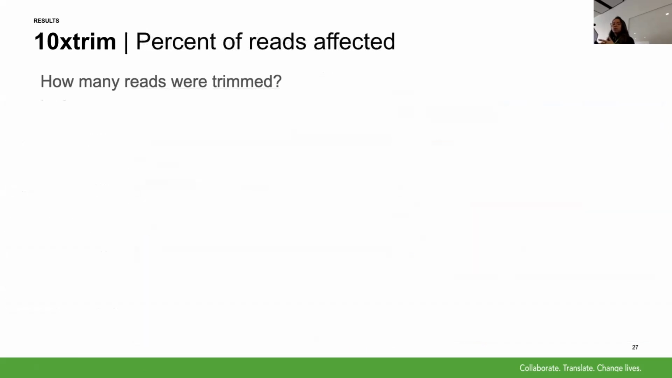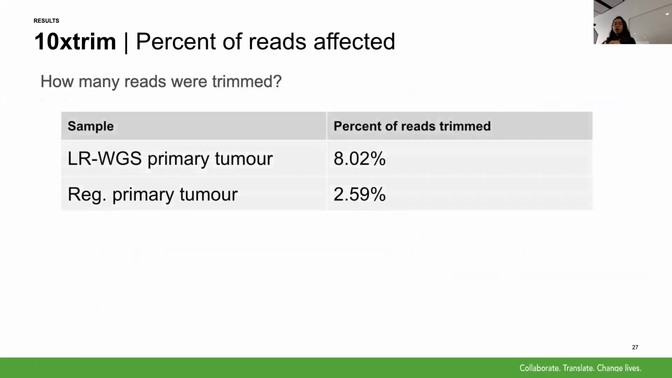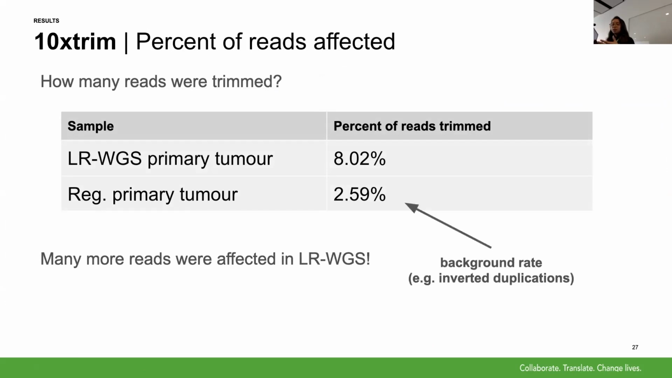To get an idea of how many reads were affected, we calculated the percentage of reads that were trimmed by at least one base pair. In the linked read whole genome sequencing, about 8% of the reads are being affected, whereas in the regular samples, it's only about 2.5%. So many more reads were affected in the linked reads, hinting again that this is very 10x specific. And the 2.5% is probably the background rate, such as inverted duplications or low complexity sequences that would naturally have this overlap.